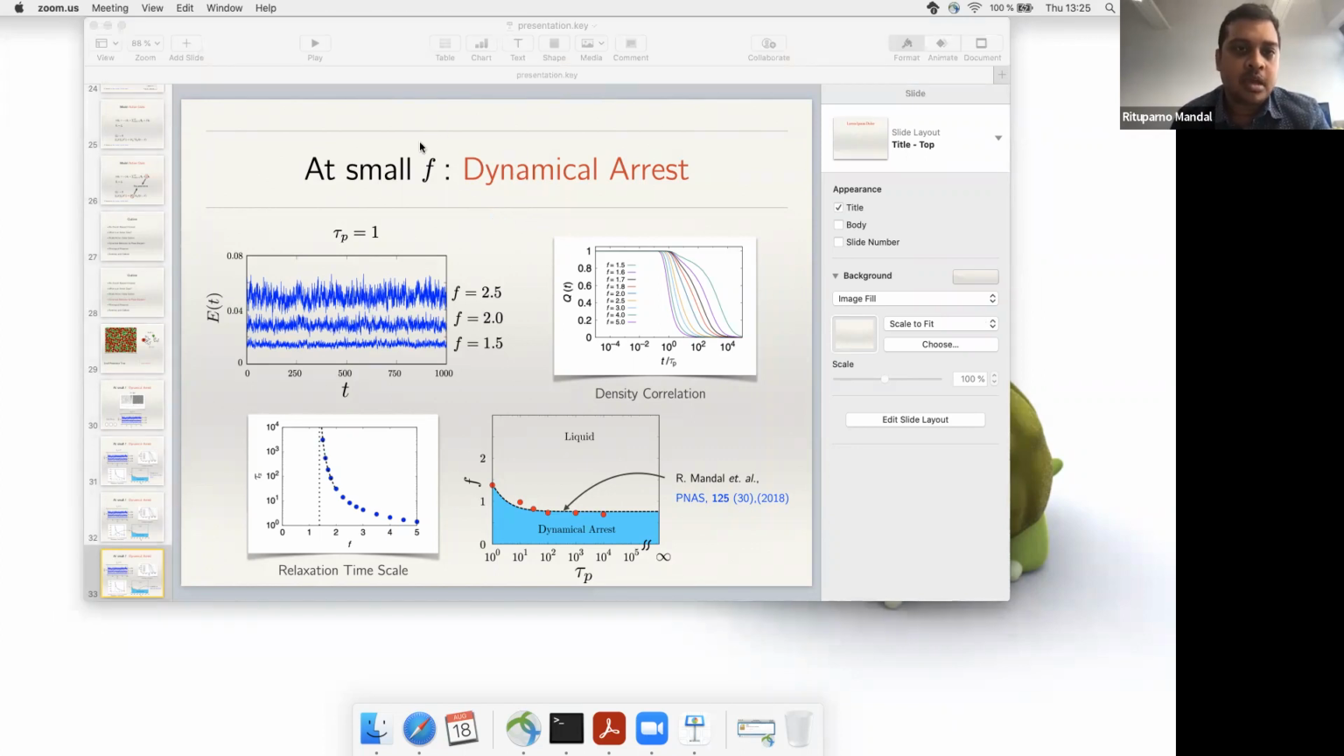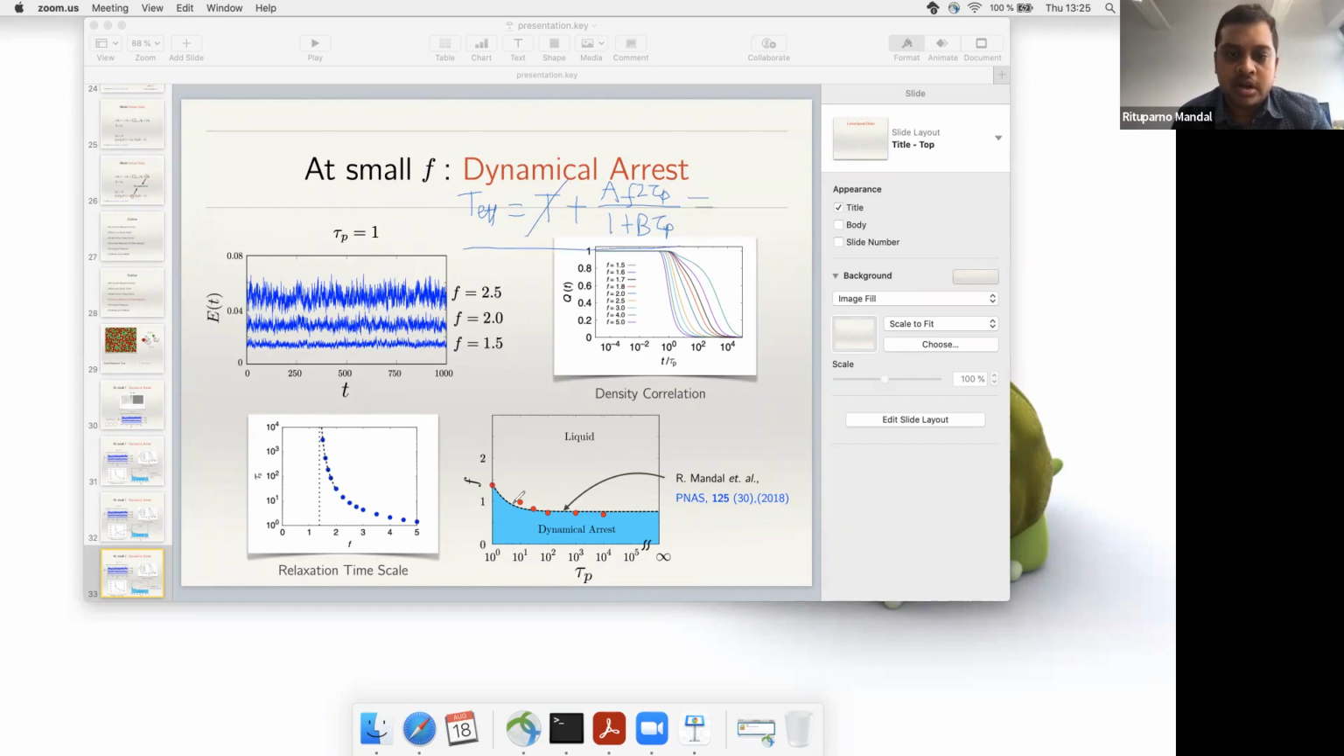So what this analysis told us is that the effective temperature of this system is, if you have thermal fluctuation, T plus some constant times F squared tau P divided by 1 plus some constant times tau P, right? And as we said, we have thrown away the thermal fluctuation, so you can ignore this. So this is the form of the effective temperature in the system.